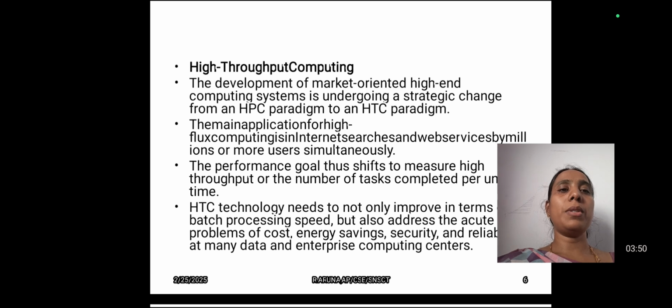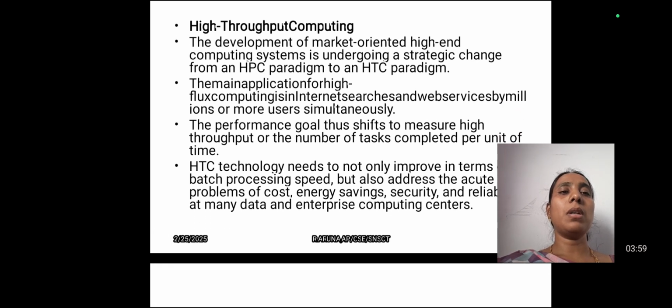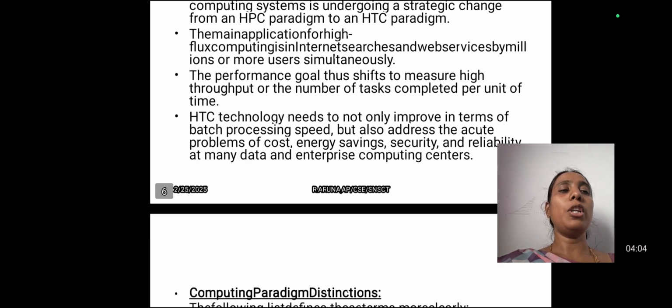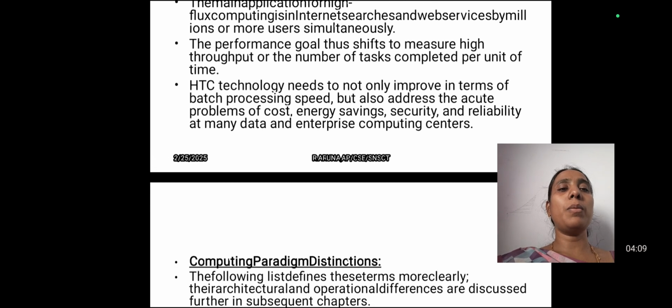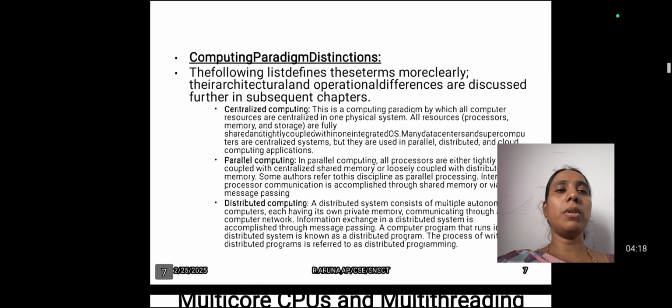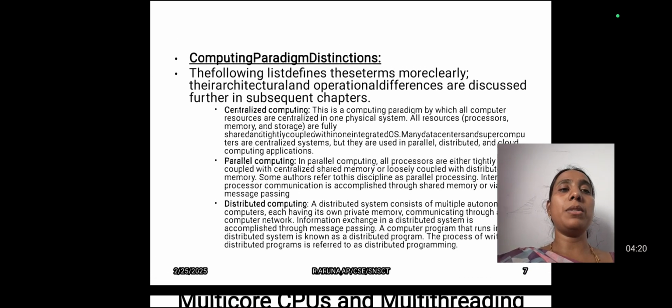High throughput computing, as we said, is the development of market-oriented high-end computing, undergoing a strategic change from the HPC paradigm to the HTC paradigm. The main application of high throughput computing is new web services. HTC technologies need not only to improve batch processing speed, but also to address acute problems of cost, energy saving, security, and reliability at many data and enterprise computing centers. There are also computing paradigm distinctions. There are three types of computing paradigm distinctions.